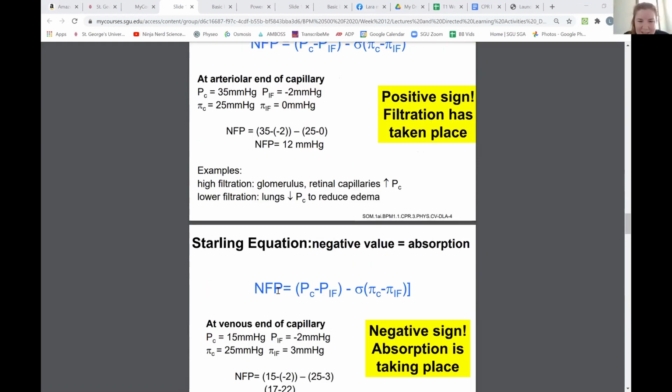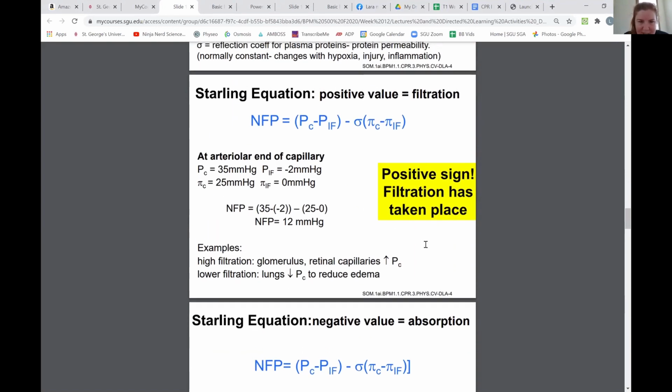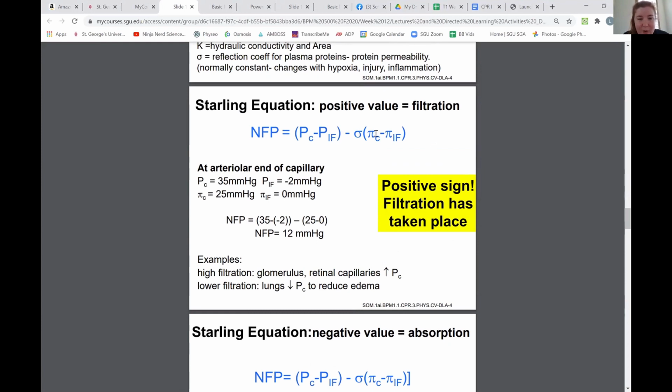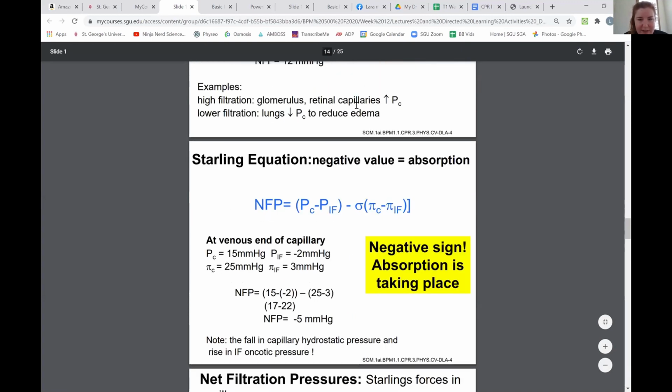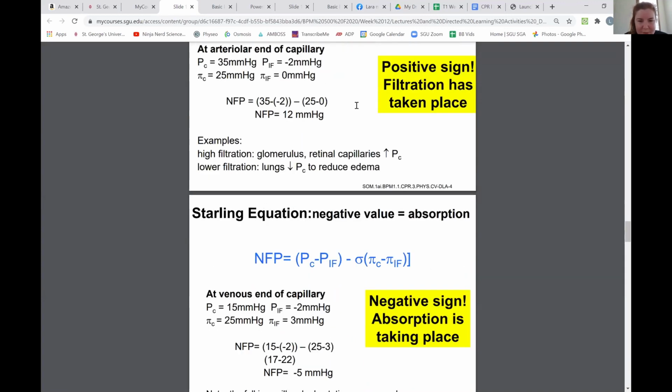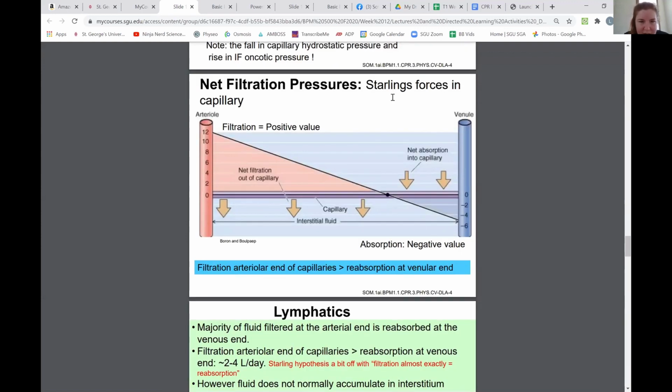So I mapped this out really extensively. Negative value is absorption. But I think conceptually, I just understood this. You need to know this equation. I remember having to do this equation over and over in renal, but you do need to know this equation. So I would memorize this. And when you plug this in, if you get a positive value, filtration, negative value, absorption.